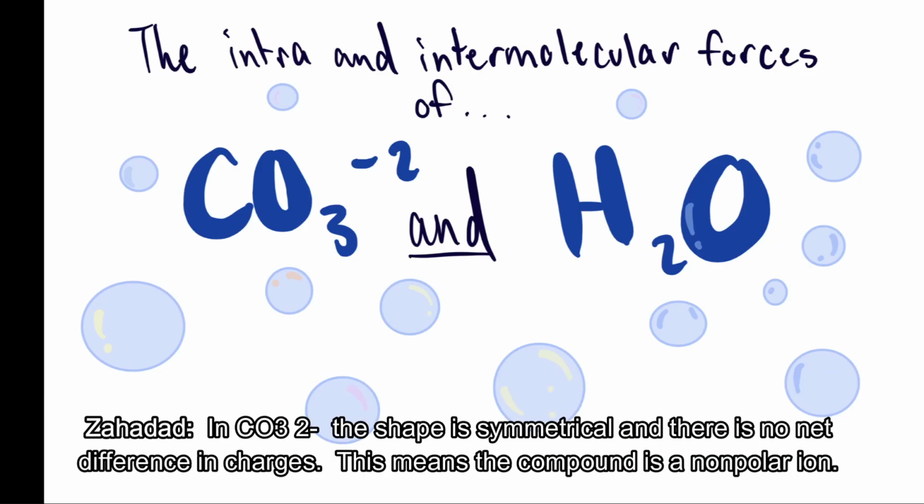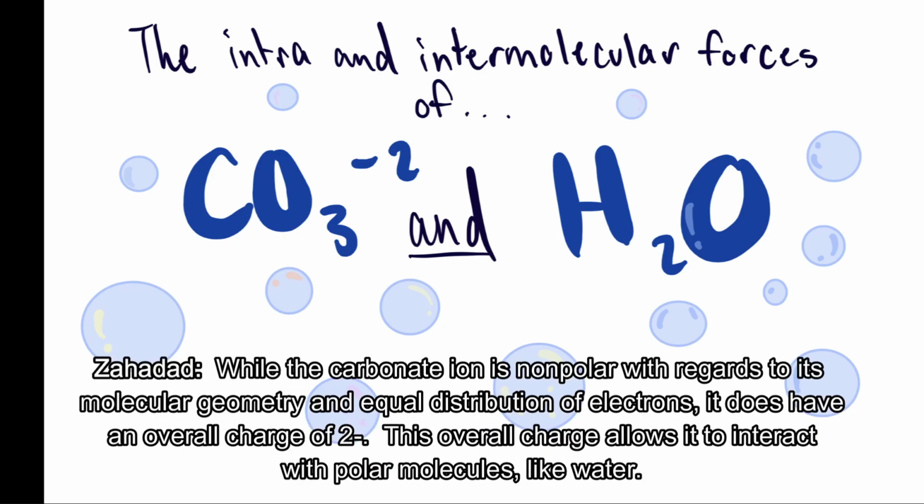In carbonate, the shape is symmetrical and there is no net difference in charges. This means that the compound is a non-polar ion. While the carbonate ion is nonpolar with regards to its molecular geometry and equal distribution of electrons, it does have an overall charge of 2-. This overall charge allows it to interact with polar molecules like water.